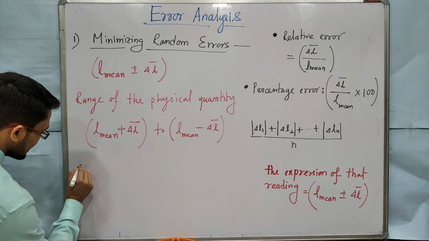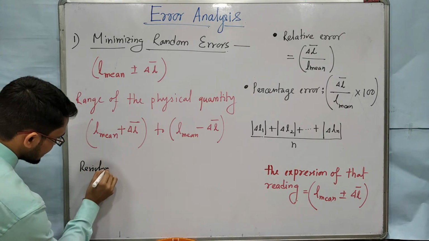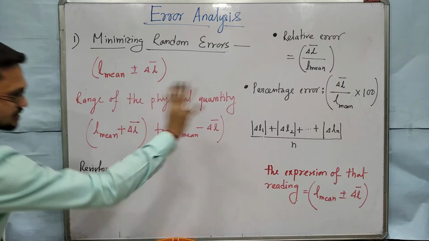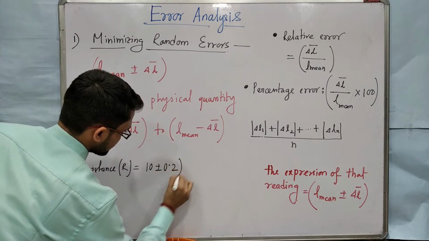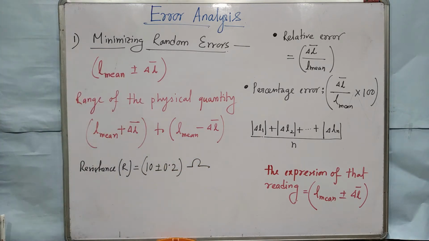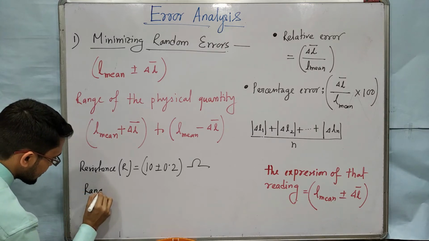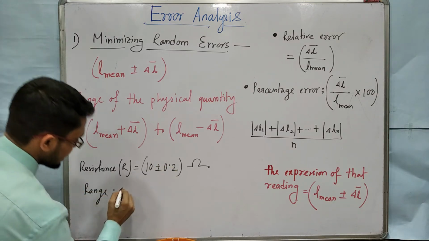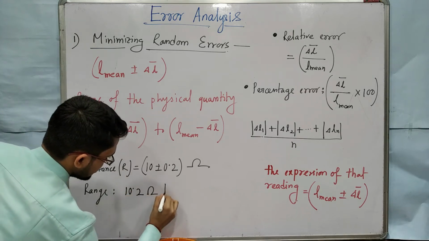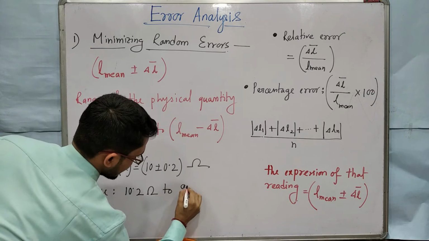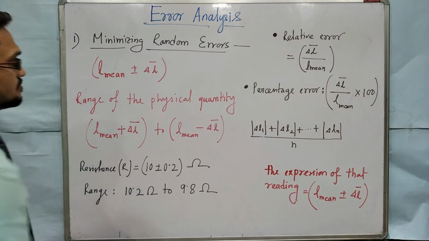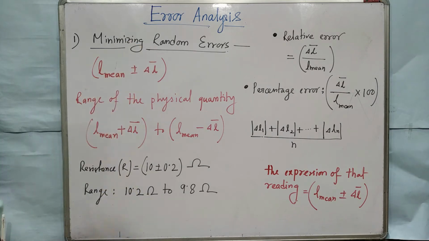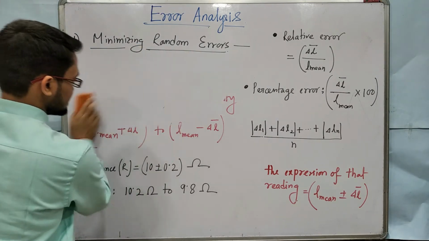So suppose I am measuring resistance R. At the end of all this calculation I got, suppose, 10 plus minus 0.2 ohm. So what will be its range? So the range will be this plus this, that means 10.2 ohm, to this minus this, that means 9.8 ohm. So this is the range. Okay, understand? Now I am solving one numerical related to this, then you will understand properly how to measure all these things.